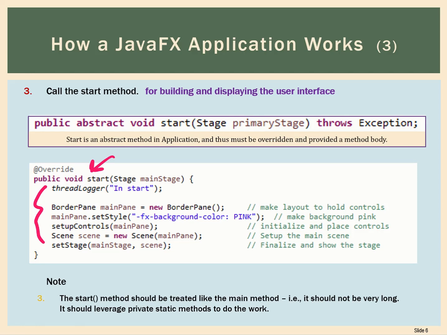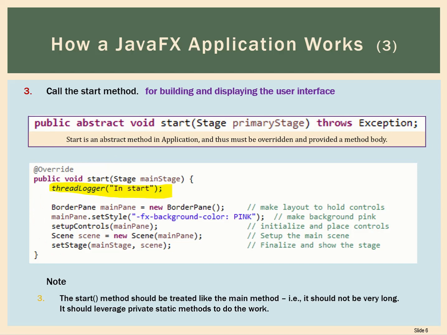So I have a method called setUpControls. I have a method called setStage. And a lot of the work for the GUI is done in these methods of the class. These are static private methods. In a nutshell, what am I doing? A few things. I'm logging again to show you what thread I'm using in my start method.